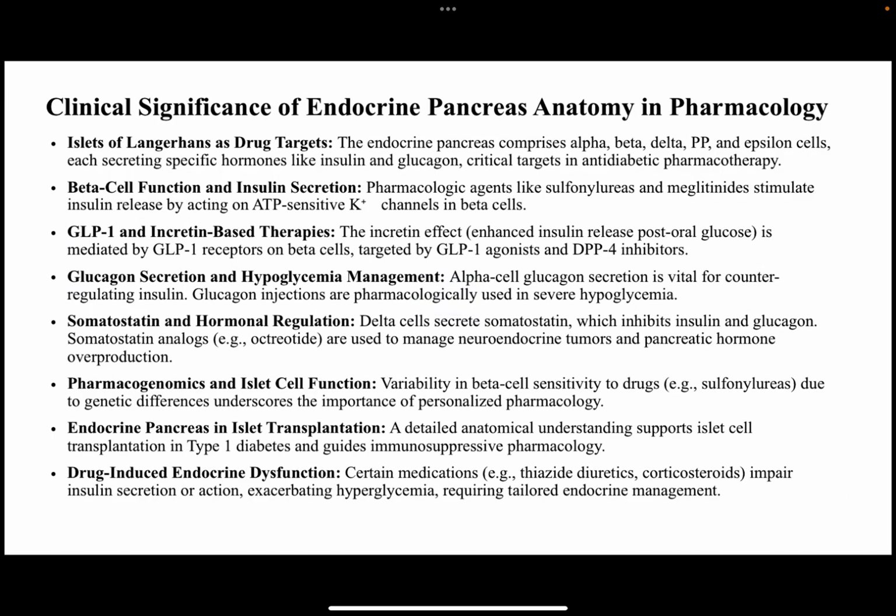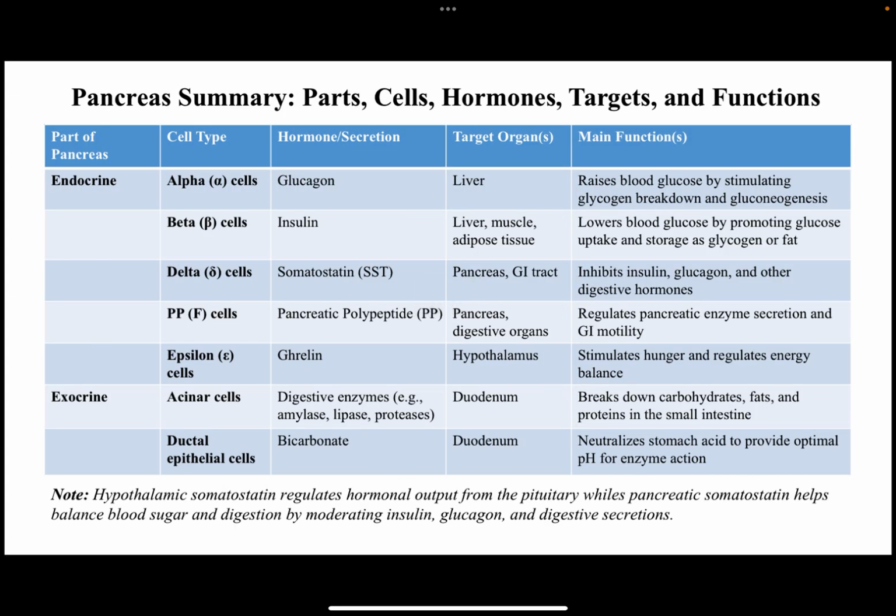Is that okay? Great. So basically, that is it for the endocrine pancreas. In summary, we have five cells in the endocrine pancreas: the alpha cells, the beta cells, the delta cells, the PP cells, and the epsilon cells. These are the cells we have in the endocrine pancreas. In fact, the entire endocrine pancreas forms about 2% of the whole pancreatic tissue, and the exocrine forms 98% of the entire pancreatic tissue. That tells you that the exocrine pancreas is the largest portion of the pancreatic tissue, and the endocrine is the smallest portion.